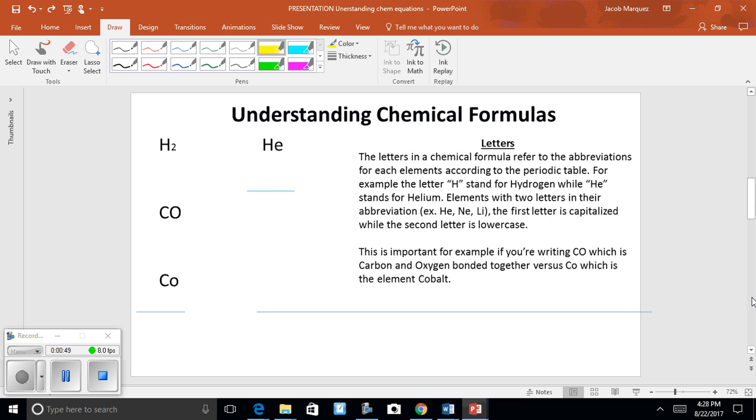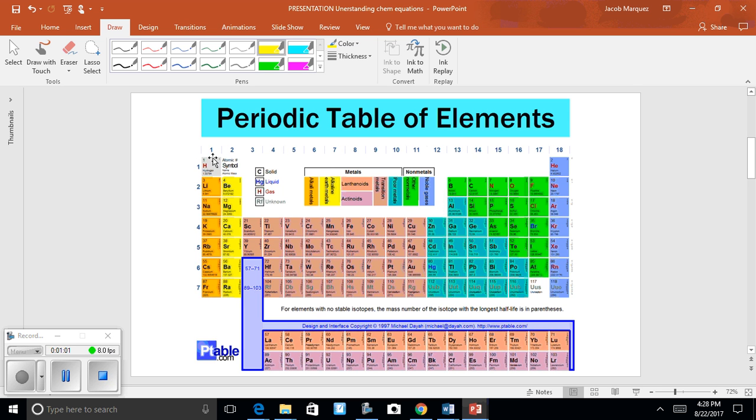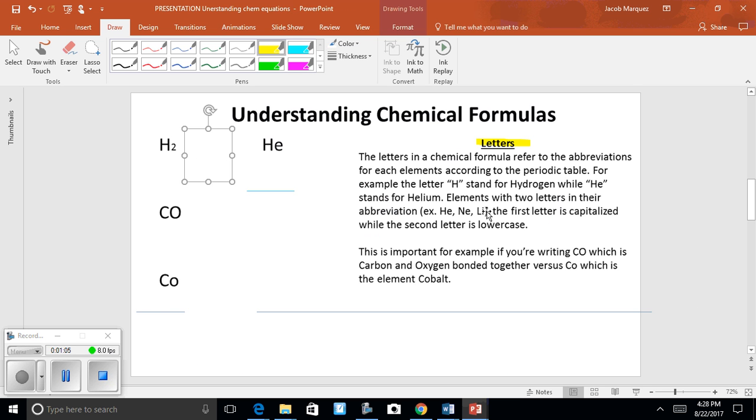So if we start off with the letters, right? Well, where do we get our letters from? Once again, we get them from the periodic table. So when you see this H, where are we getting that H from? Well, it's up here. And what does H stand for? It stands for hydrogen. So whenever you see a capital H, you know you're talking about hydrogen.